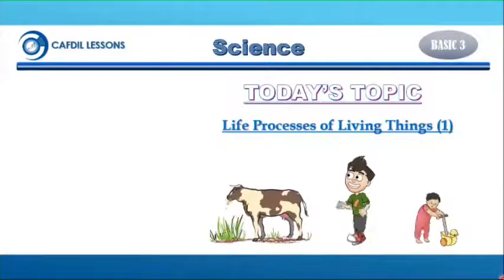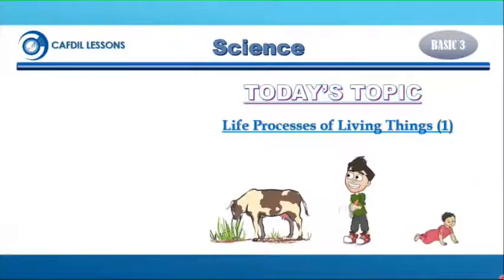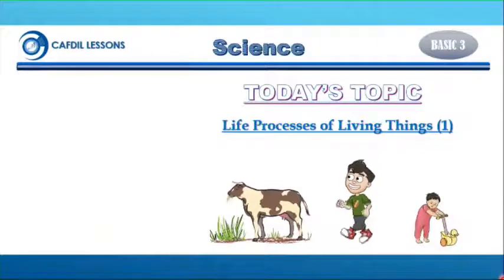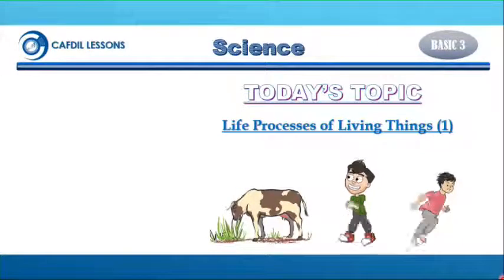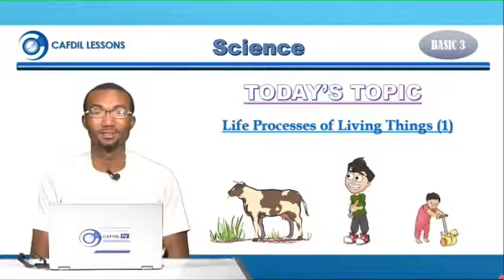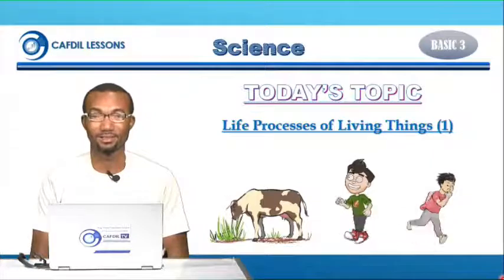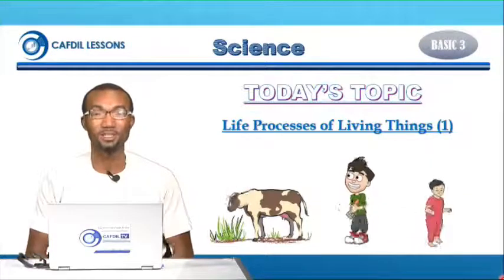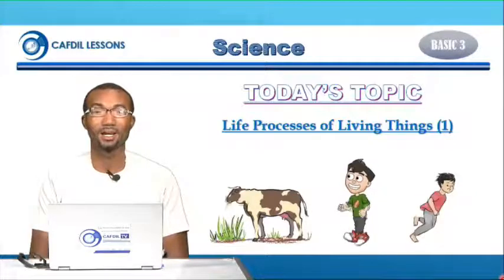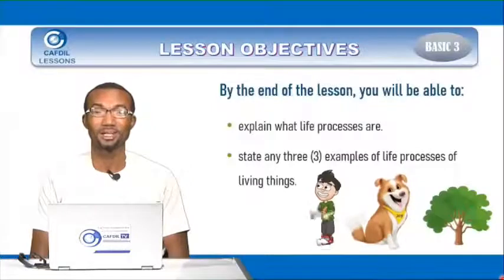When you were in Basic 1 and Basic 2, you learned about living things. And today we are going to look at their life processes. So the topic for today is life processes of living things. When you did living things in Basic 1 and 2, you said human beings, animals, and plants are all living things. Before we start, let's look at our lesson objectives.